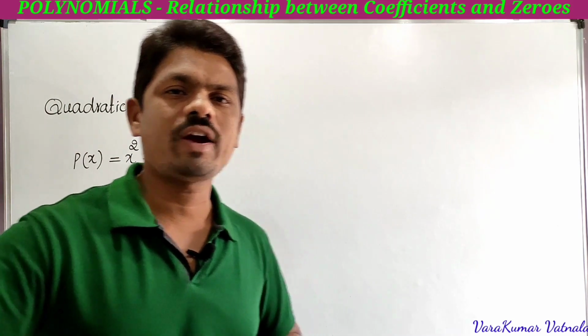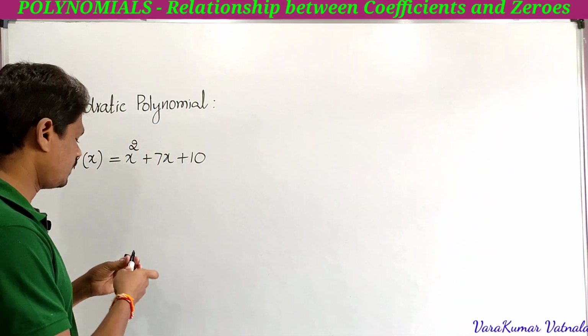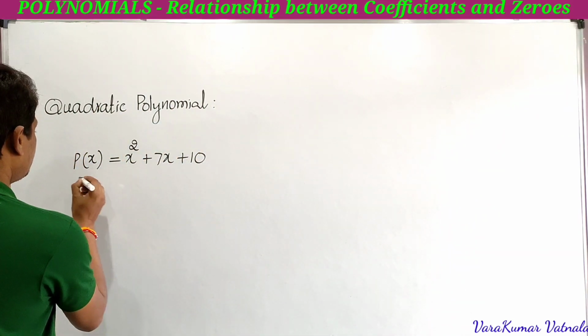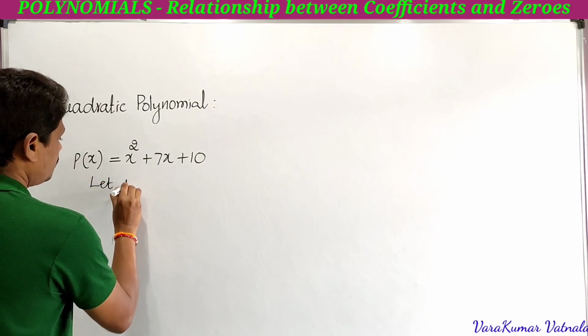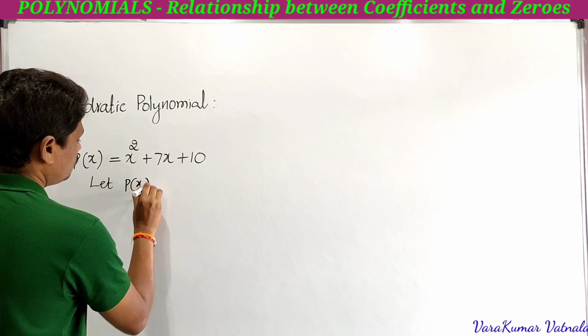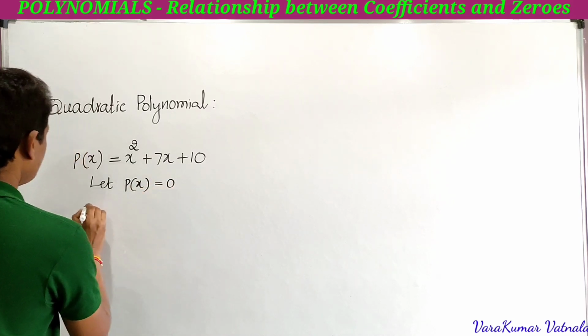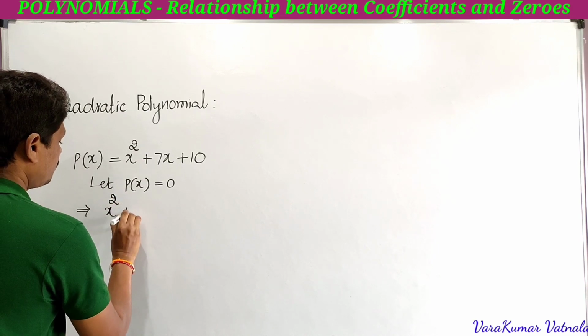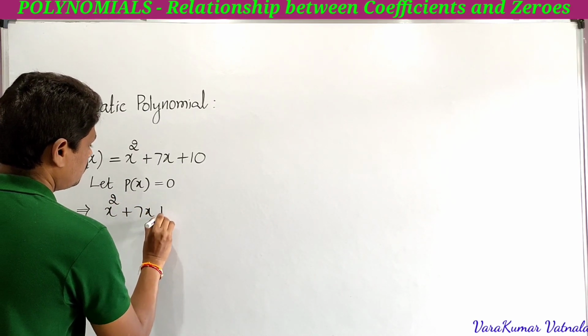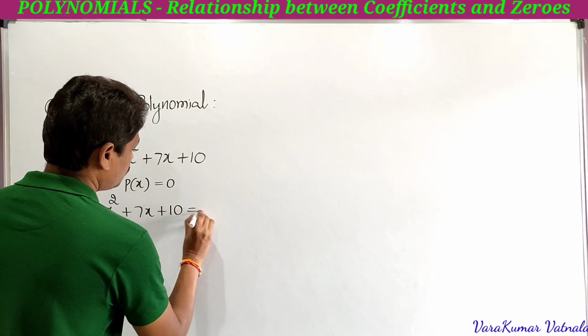Now we have to find the zeros of the quadratic polynomial. So how can we find? Let p of x is equal to 0. That implies we get x square plus 7x plus 10 is equal to 0.